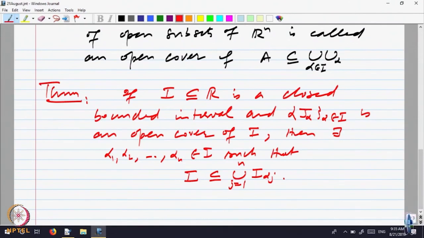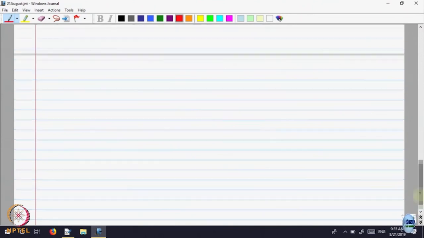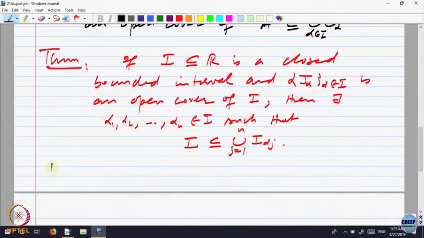So, what we are saying is that if you take a closed bounded interval in the real line, of course, because it is closed and bounded, it is a compact set. So, if I is a closed bounded interval, then every open cover of I has a finite subcover. That means, given any open cover for the interval I, there are finitely many open sets which are only needed to cover it. Right. So, let us prove it, and we had almost proved it last lecture. So, proof.